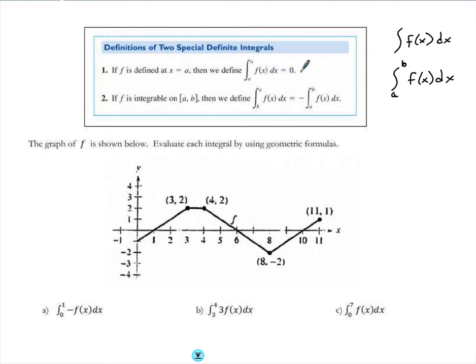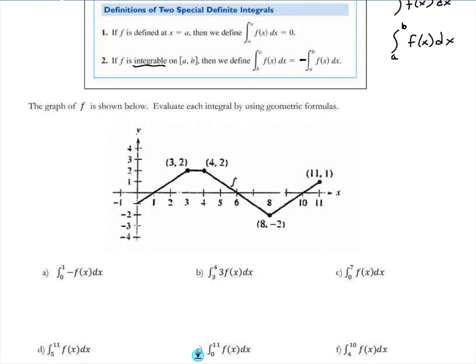If f is integrable on a to b, then we can define that the integral from a to b of f of x dx is equal to the negative of the integral from b to a. We switched the endpoints, and what that ends up doing is it makes the entire integral negative. It flips the value. So we're going to use what we know about those two special definitions, and also use geometric formulas like the area of a triangle, right? Area of a triangle is equal to 1/2 base times height. Also the area of a trapezoid. So this is a triangle.